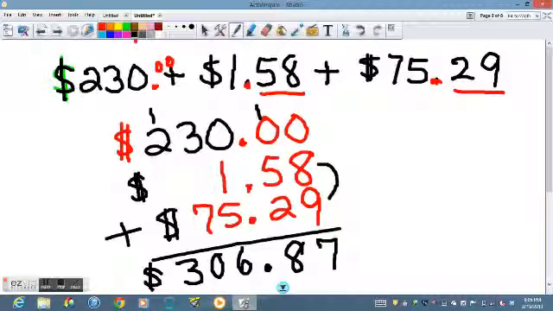So again, remember when you're lining up numbers in columns, you have to make sure that the things that are alike are lined up. You can't have things that are not alike lined up in a column and add those. You can only add things that are alike.